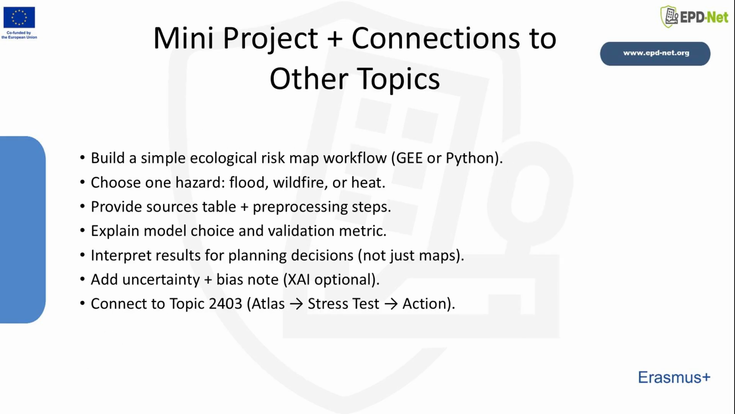This slide turns the topic into a concrete task. The mini project asks you to build a small but complete ecological risk map workflow, either in Google Earth Engine or in Python. Choose one hazard, flood, wildfire, or heat, document your data sources, and run a model or indicator pipeline. You must justify model choice and report a validation metric. But you must also interpret results for planning. That means explaining what decisions the map can support and what decisions it cannot support.